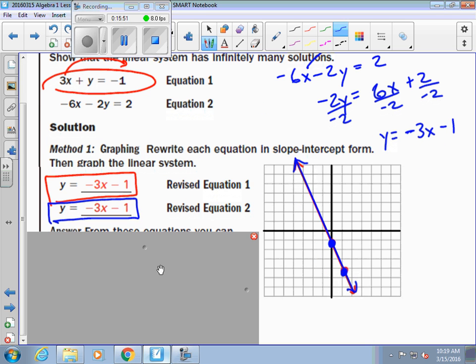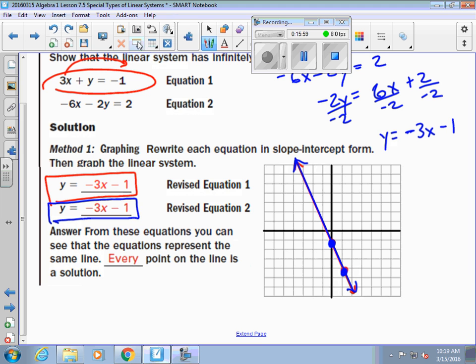So there's an infinite amount of points that make it correct. So from these equations, you can see that it represents the same equation. So every point on a line is a solution. Again, before you do any graphing right here, you can do that.